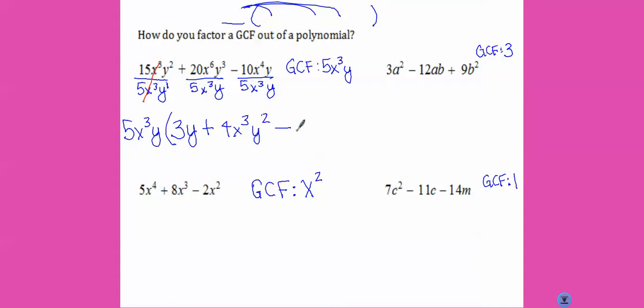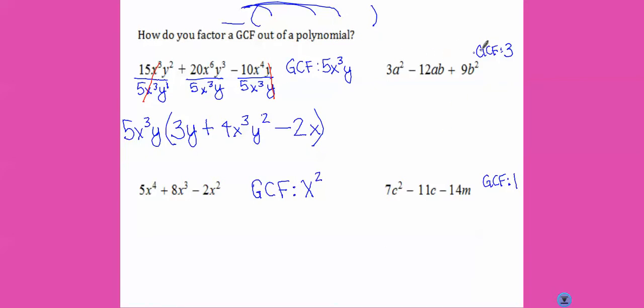Minus 10 divided by 5 is 2. X to the 4th, we take out x cubed. We're left with just an x. And y over y would cancel out. So that's all. To check your answer, you could distribute the 5xy back into all 3 terms and make sure you ended up with the original problem.